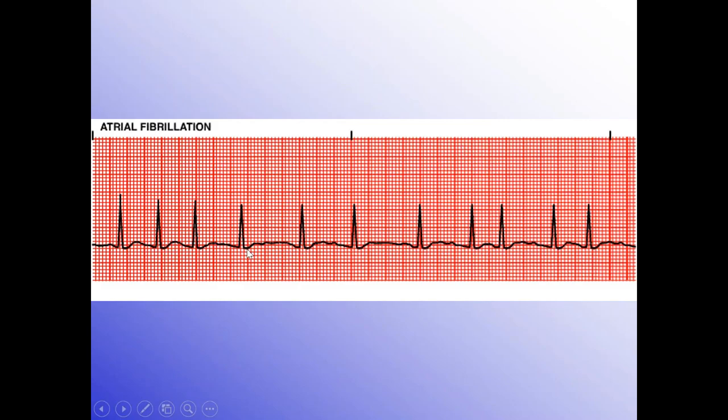But this is a classical example. You can't appreciate any P wave. But what you can appreciate is that the RR interval is changing. You don't know where the RR interval is landing.